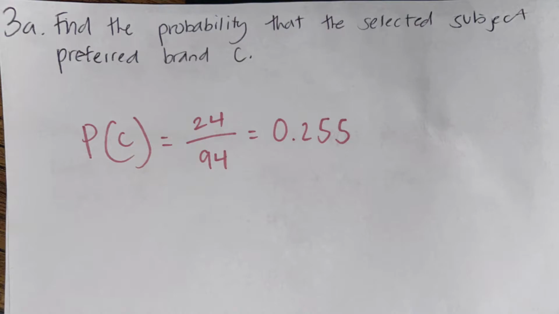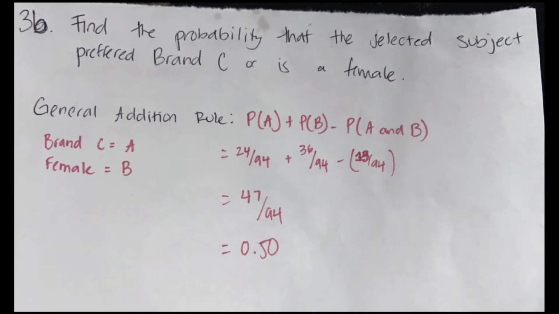To solve this question, we are going to find the probability of C, which will give us a numerator of 24, because that is the total subjects that preferred brand C, and a denominator of 94, because that's the total subjects in general. So whether they're female or male, or whether they preferred A, B, C, or D for a cookie brand. This will give us a probability of 0.255.